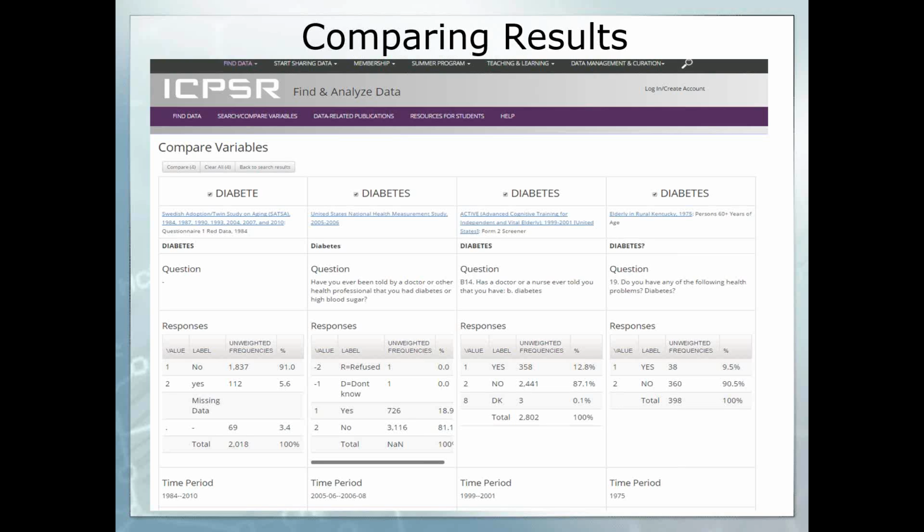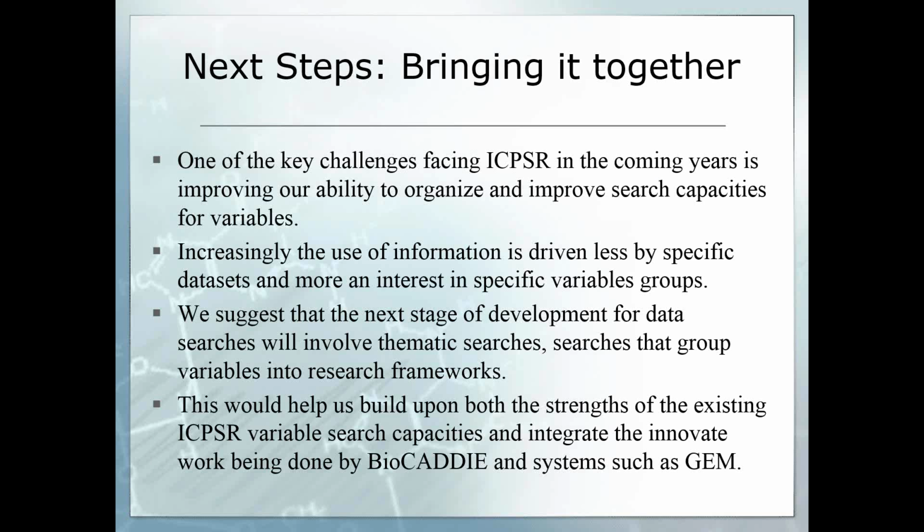So we're constantly working on ways to improve our search functions to help you identify new ways of identifying data useful to studies, to papers, to new grants, to whatever you're trying to do. So what we're doing now is thinking about next steps. One of the key challenges facing ICPSR in the coming years is improving our ability to organize and to improve our search capacities for variables.